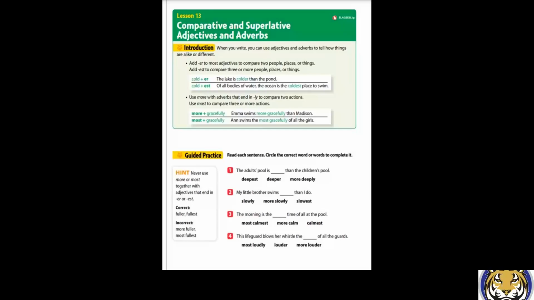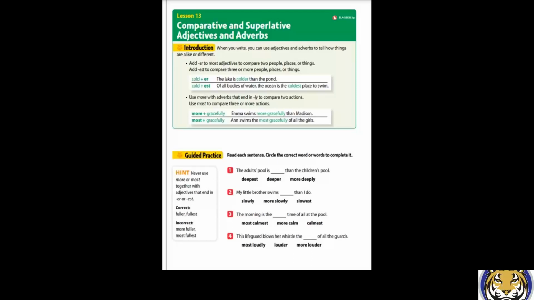An adverb is a word that tells something about a verb. The adverbs in this lesson end with ly and tell how or in what way an action is done. The word more is used to compare two actions, and the word most is used to compare three or more actions.